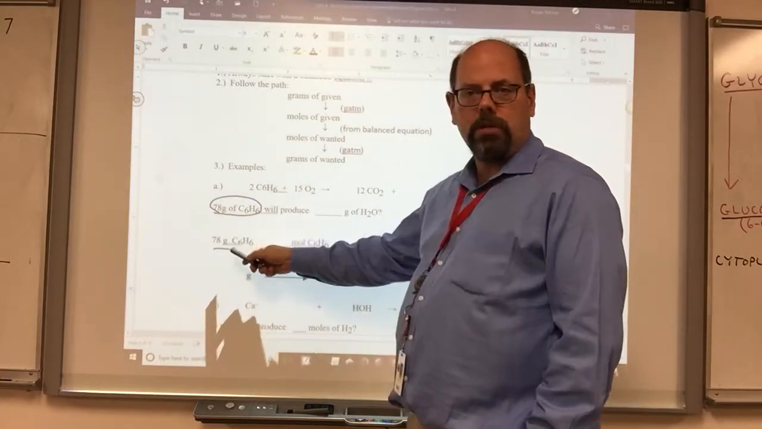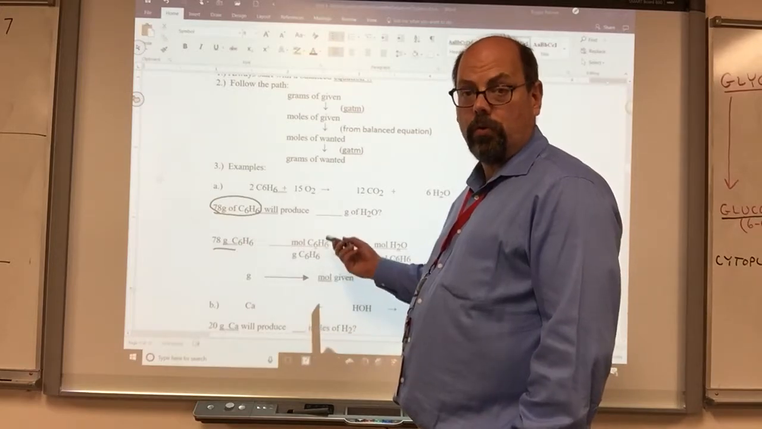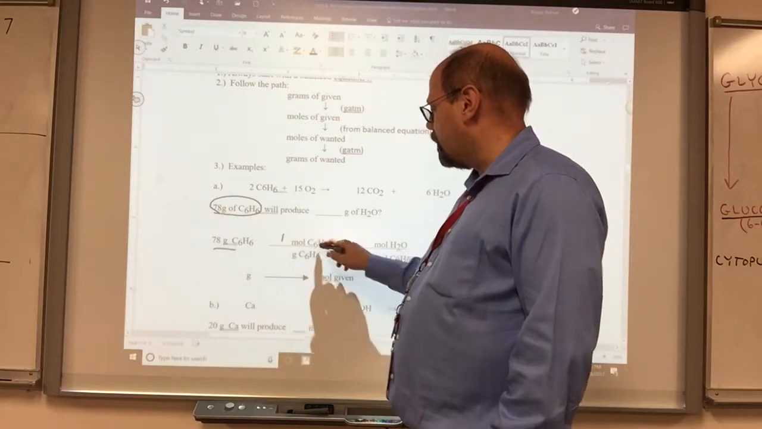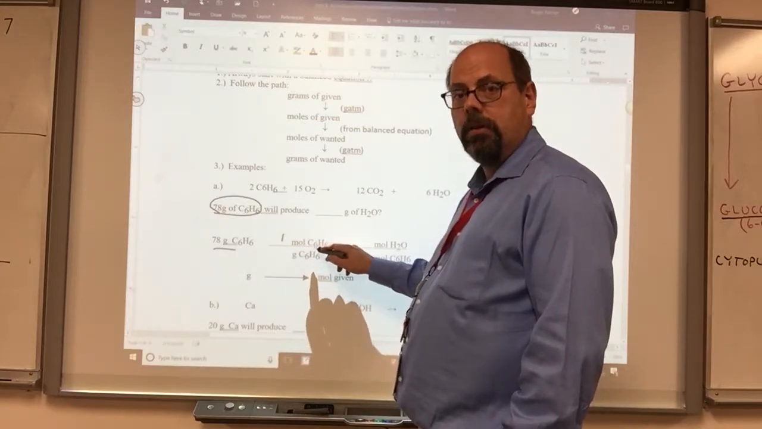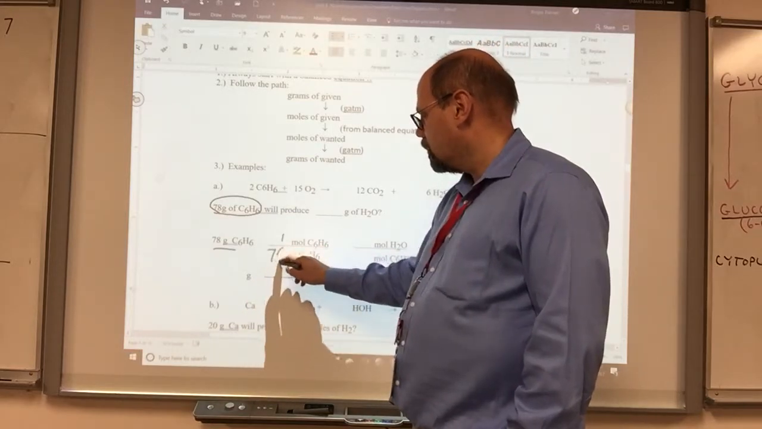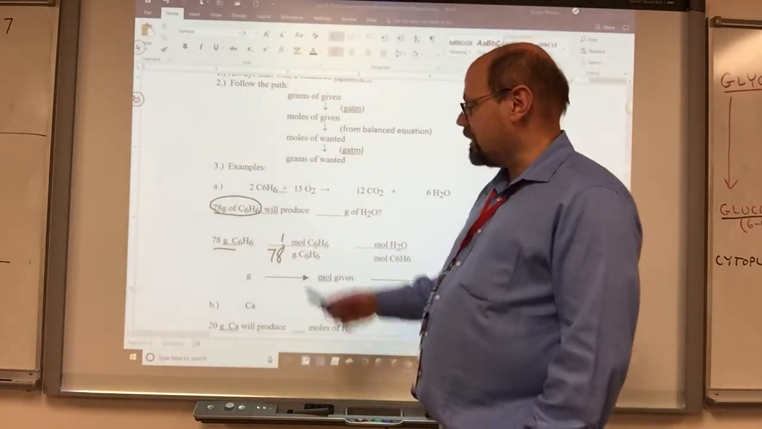Well, remember, whenever you start with a given amount, you want to put that unit in the bottom, and you want the unit of what you're going for, which is moles of C6H6, on top. If you remember, 1 mole is whatever each of these atoms weighs. 6 carbons each weigh 12, so that's 72 grams plus 6 more, 78 grams. Okay, I just had to look that up on the periodic table. So 1 mole is 78 grams.